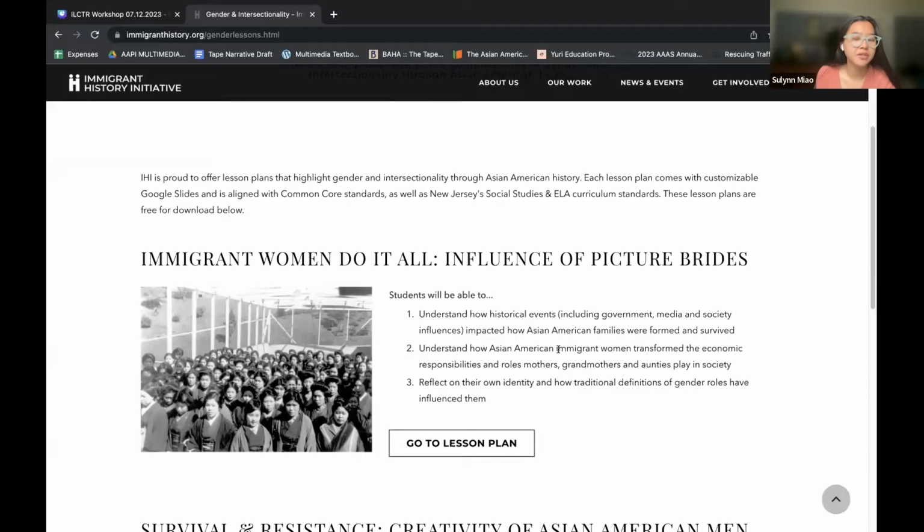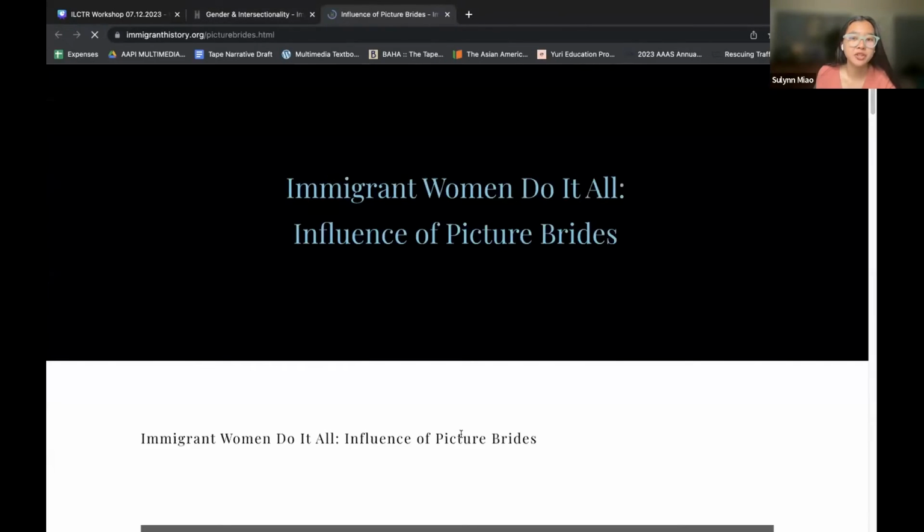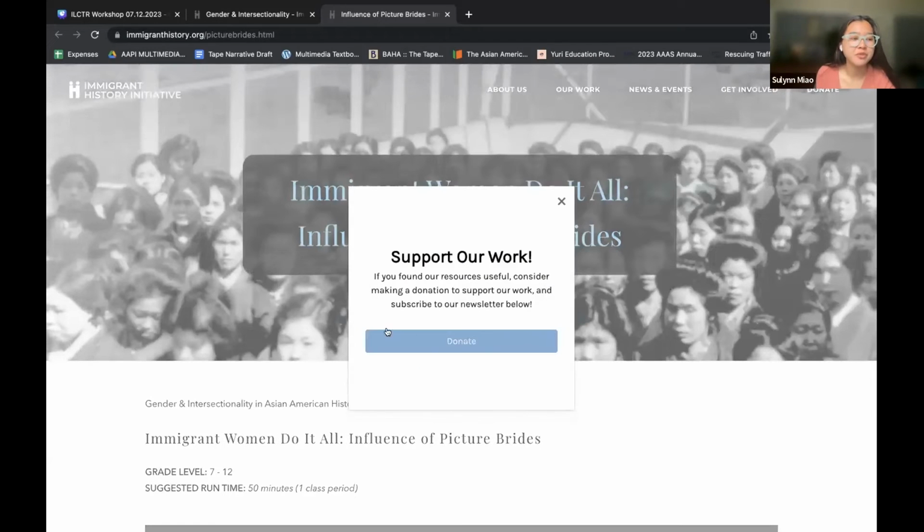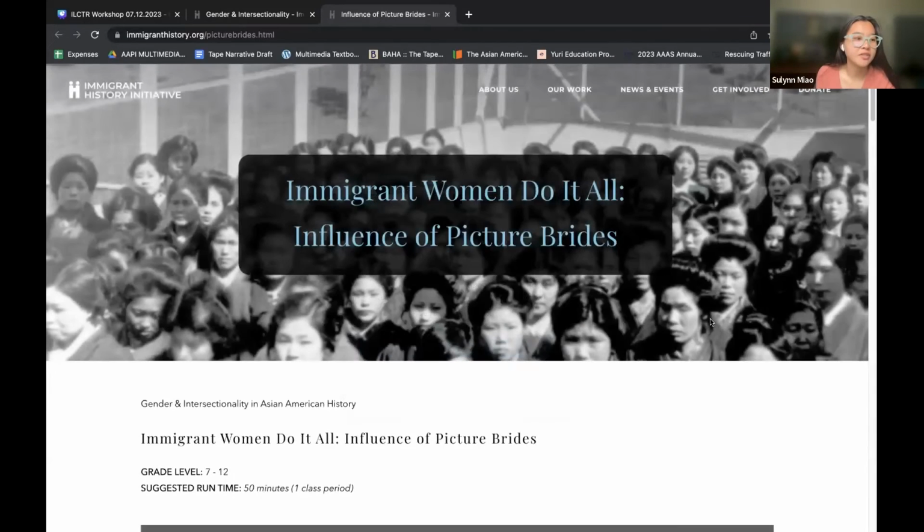So the first lesson plan in this pair is entitled Immigrant Women Do It All, Influence of Picture Brides. It teaches the history of picture brides, which was a tradition of Japanese and Korean individuals exchanging photographs across the world to make marriage agreements between husbands and wives. And in the midst of the anti-Asian exclusion era of the early 1900s, this was one of the ways Asian Americans formed families, and it was one of the few opportunities for Asian American women to immigrate to the United States.